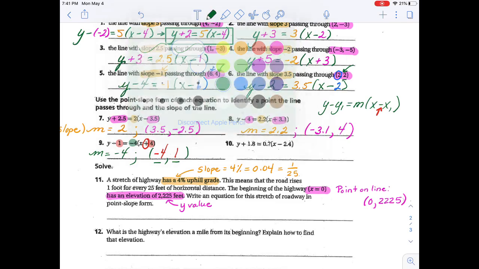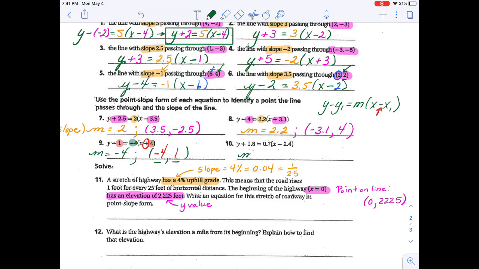Try it again. Looking at number 10. Easy part. Well, what's the slope? It's right there for us. 0.7. Now let's come up with one of the points in the form xy. Well, x minus x1 would be 2.4. And in the front, y minus y1, but again, be careful, there's a positive here. That means it's going to be the opposite, which is -1.8. And that's the point that's on the line.